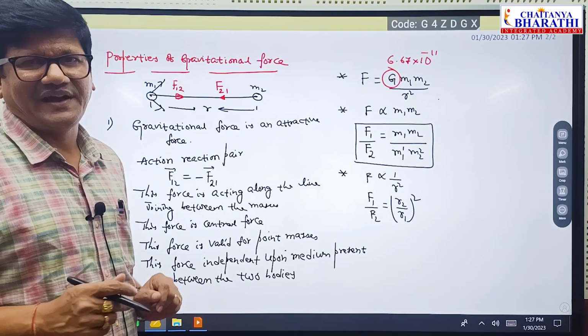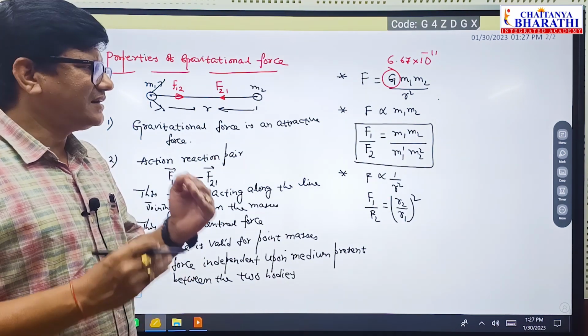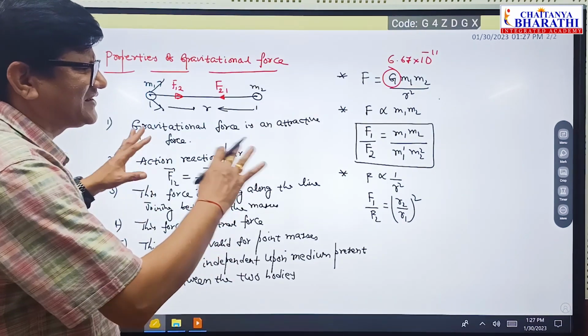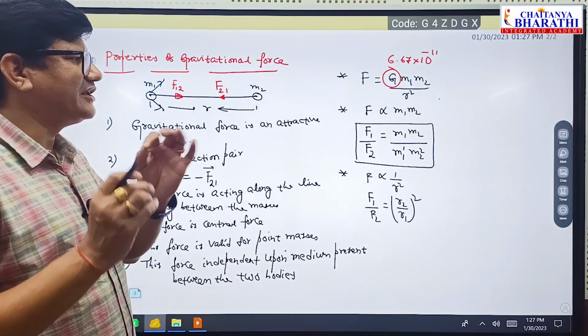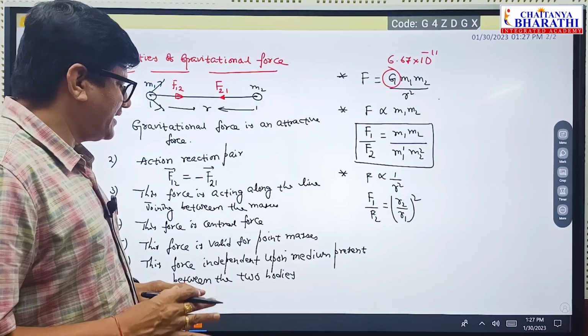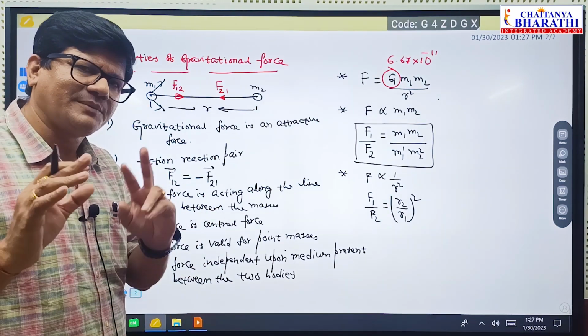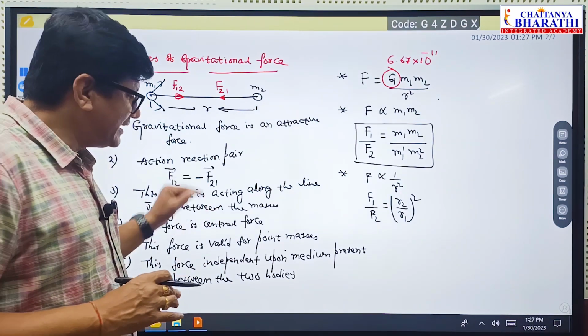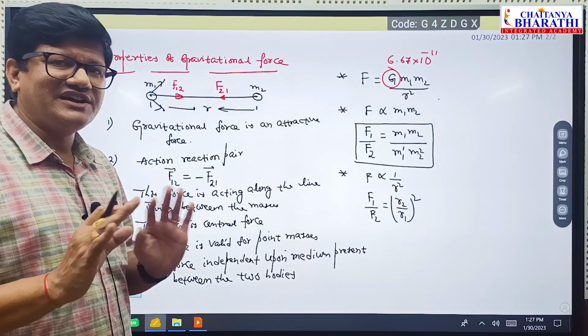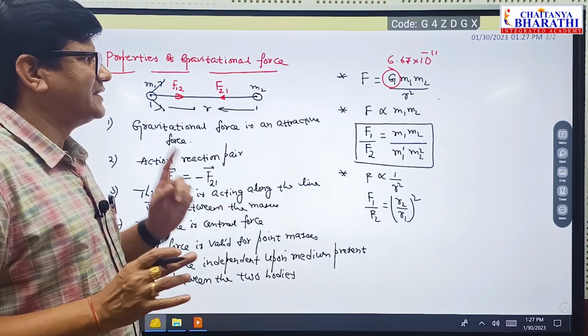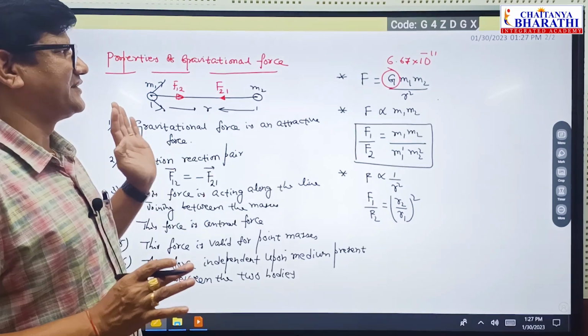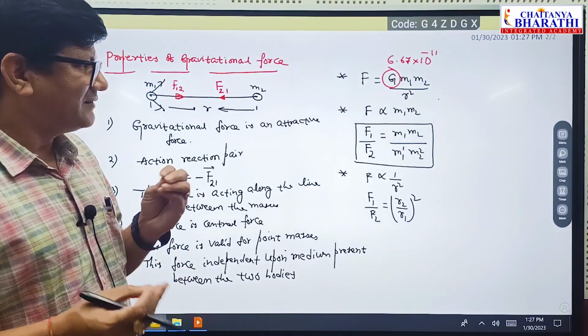You must remember this about gravitational force, because in class 12 we discuss the same concepts in electrostatics. There it will be a little different. The formula is all the same, but there will be a slight difference. There the force depends upon the medium, but here the force doesn't depend upon the medium. That you must remember. Okay?